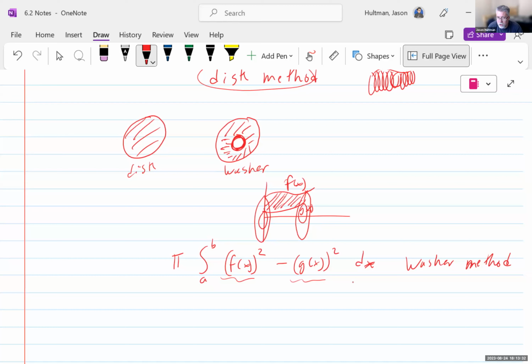Basically, creating this donut, we take the volume of the larger function and we subtract off the volume of the smaller function. Very similar to what we did for areas between two curves in the previous sections, but now they're squared because they're not areas, they're volumes now. And f of x has a radius and g of x has a radius.